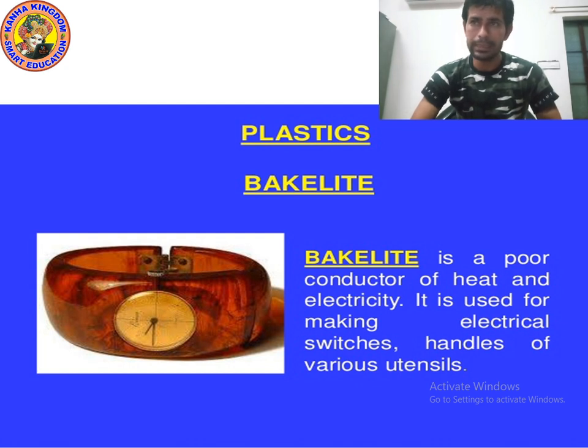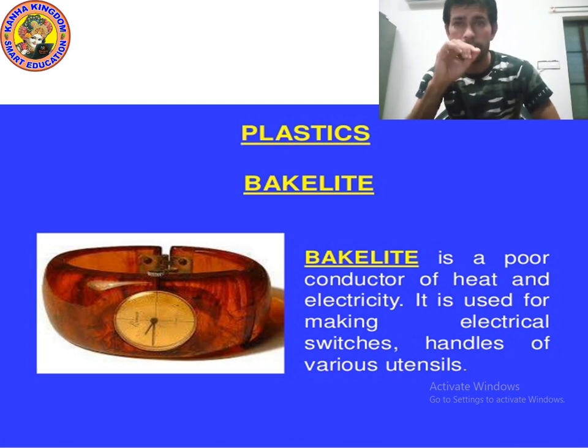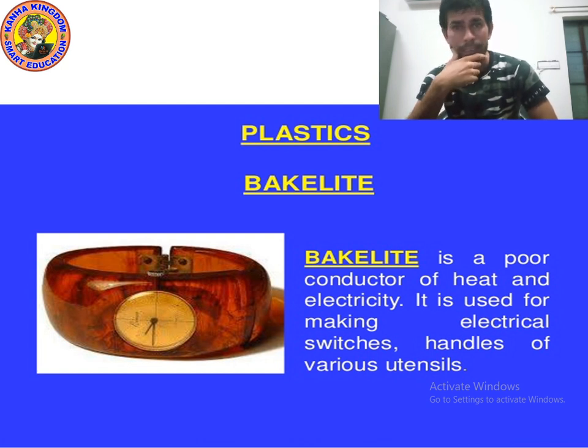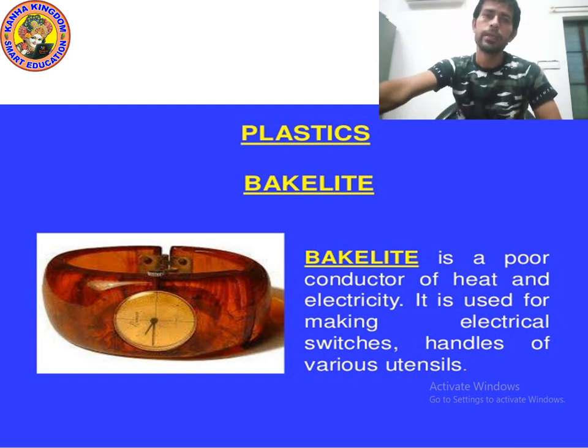Okay, kids, now let's study about bakelite. First thing is bakelite is a poor conductor of heat and electricity. Remember kids, it is a poor conductor of heat and electricity, means it does not allow heat and electricity. Conductor means the materials which allow the heat and electricity. Materials through which heat and electricity can pass are known as conductors.